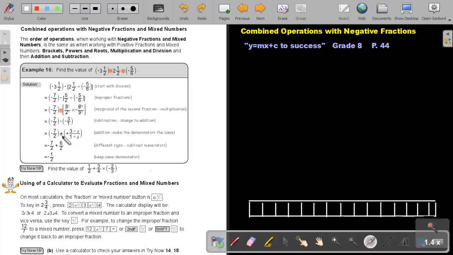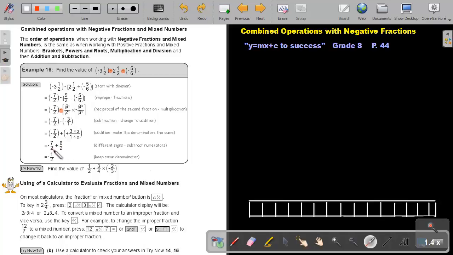Now, don't forget, what did we do if it was addition? We must make the denominators the same. So this one must go to a 2. So I multiply 2 at the bottom and I multiply 2 at the top. And now I just rewrite everything.